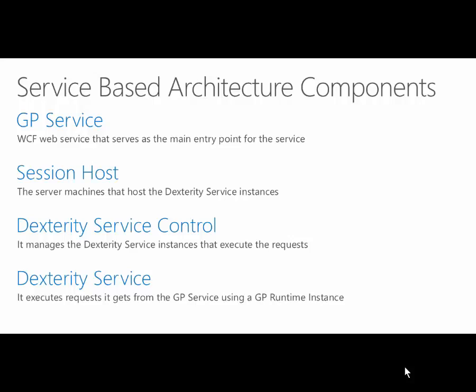So once again, we're going to hit the GP service. It's going to send it to the Dexterity Service Control. It's going to determine which service has the most availability, and it's going to send it to that Dexterity service.